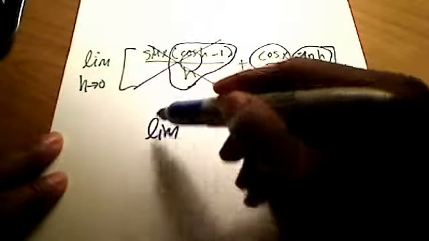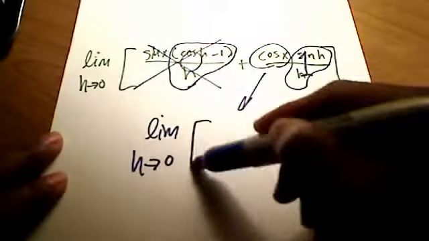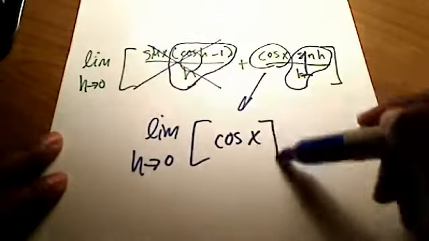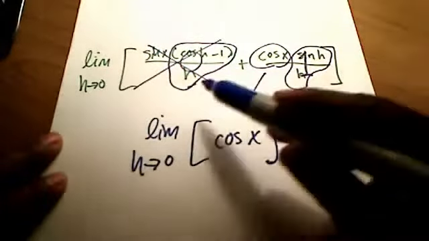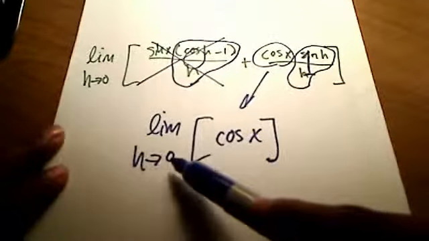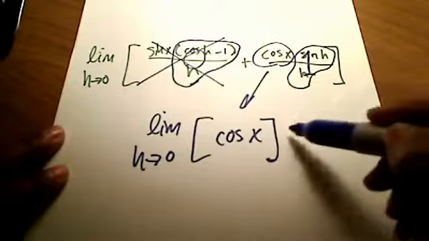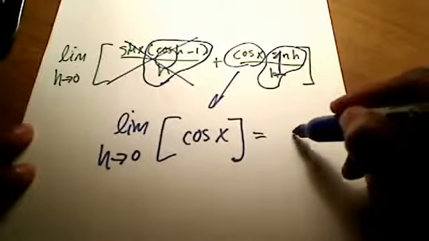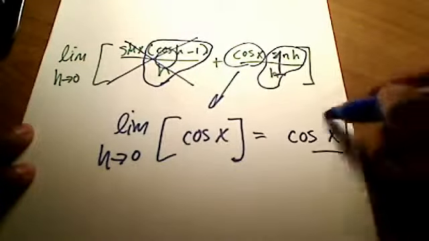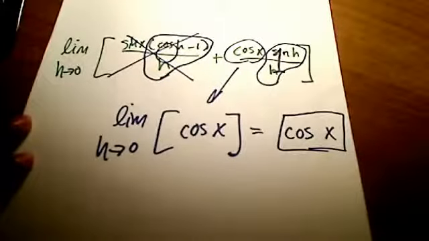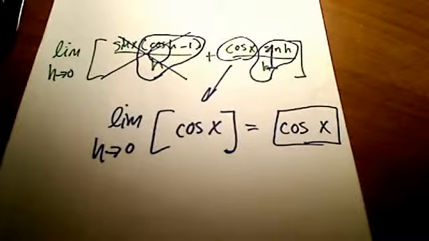So here's what I've got. I've got the limit as h approaches 0 of cosine x. That's the only thing that remained out of all of this stuff. Well, I have no place to plug in 0 for h because there is no h in this function. So it's really acting as a constant, and my final answer is cosine x. So there's an analytical proof as to why the derivative of sine is equal to cosine.